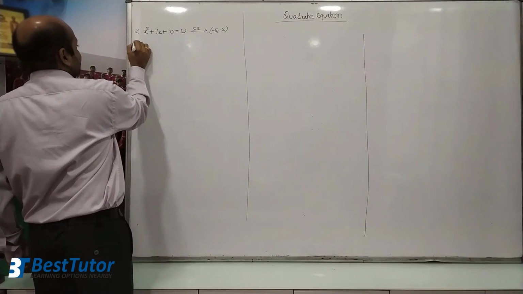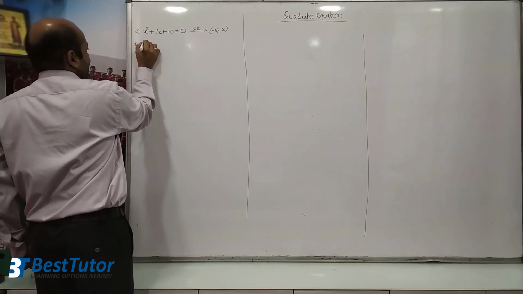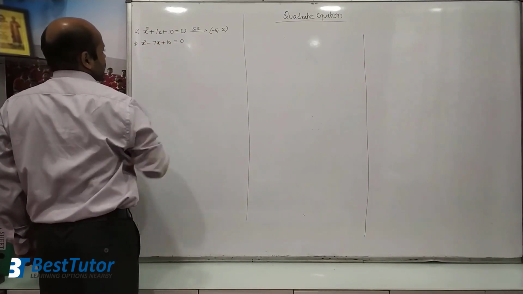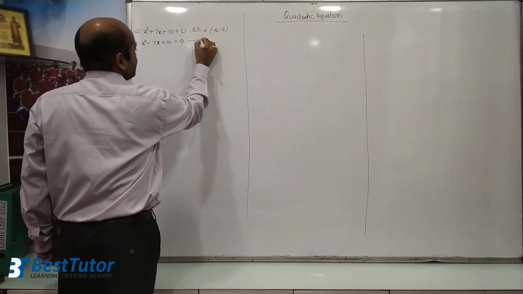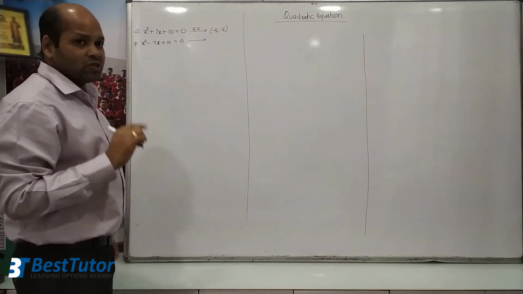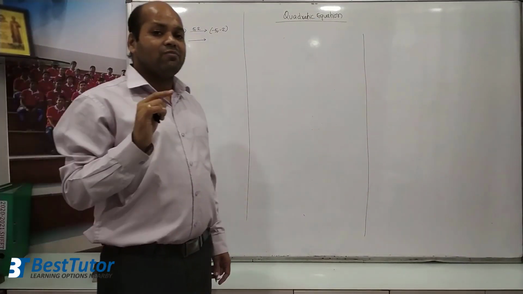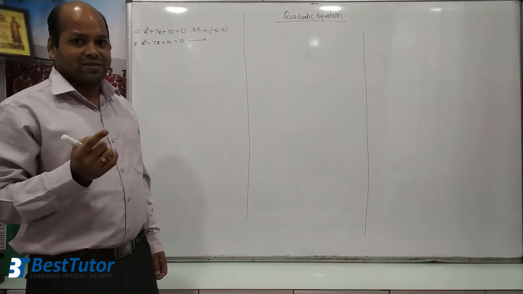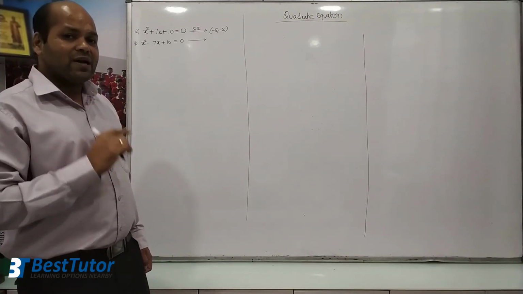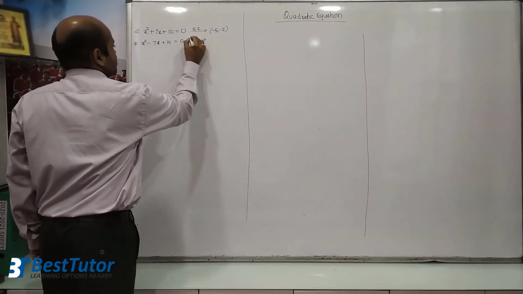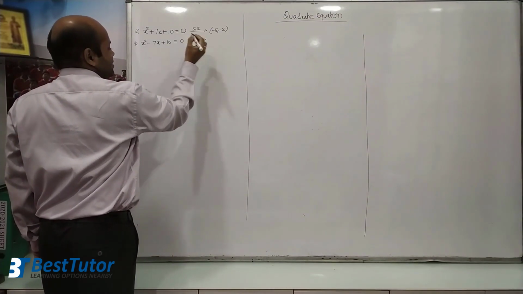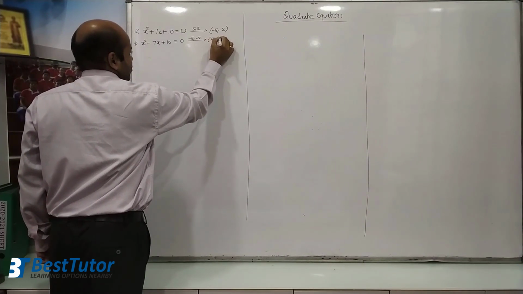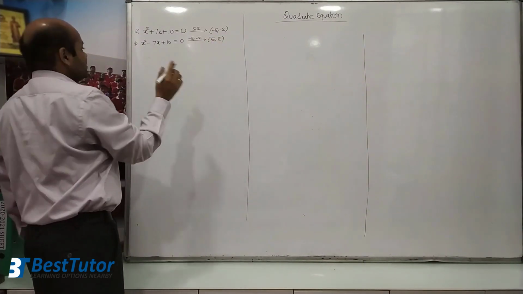Third, I change the same equation to x square minus 7x plus 10 equal to 0. Now, which two numbers give you product as positive 10 and sum as minus 7? It is minus into minus is plus. So I have minus 5 and minus 2 in the equation, because sum is minus 7 and product is positive 10. I get the answer as 5, 2. I just need to change the sign.